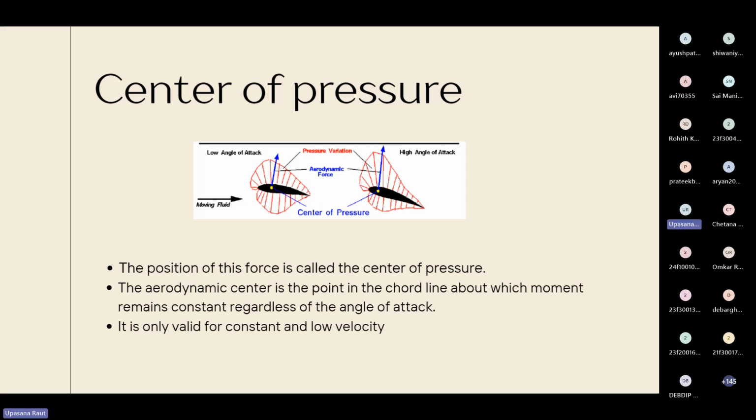If we take all the different pressures on the airfoil surfaces, and we multiply them with the corresponding area on which the pressure is formed, we'll get the net force. The position of the net force can be found by doing sigma M equal to 0, equating all the moments to 0, and we will be able to find the position of the net force. That position of the net force is called center of pressure.